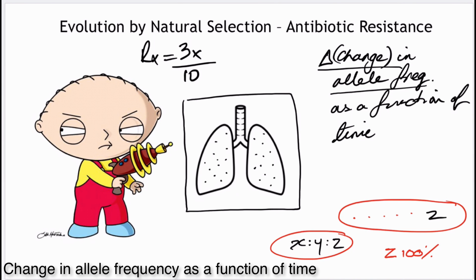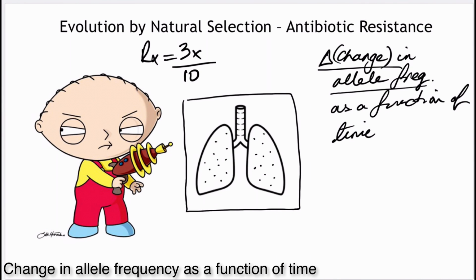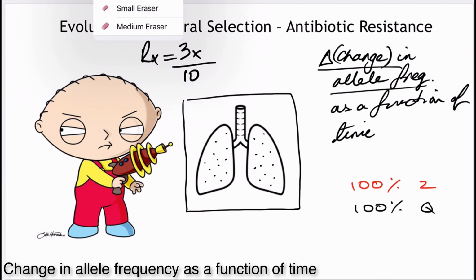And then remember, when Stewie stopped taking the antibiotics and this red population of bacteria was allowed to proliferate, what happened is we went from 100% of the red, what we just call Z, to 100% of the bacteria with this new allele. We'll just call it the black allele, and we'll call it Q. And so the allele frequency changed again. So yeah, there was definitely a change in the allele frequency.